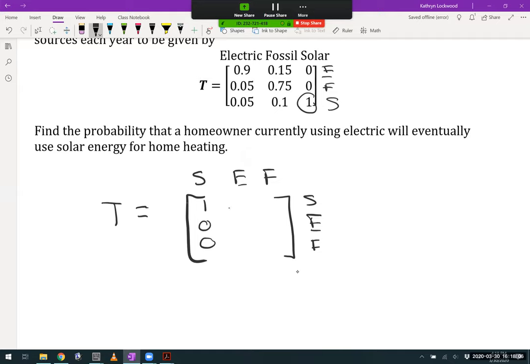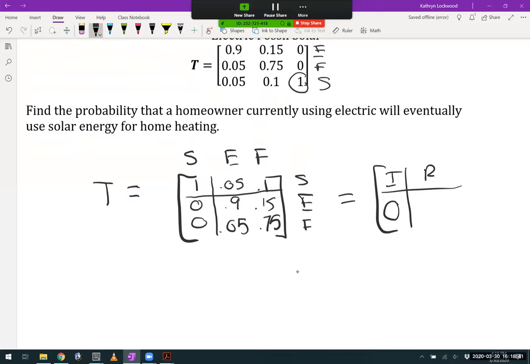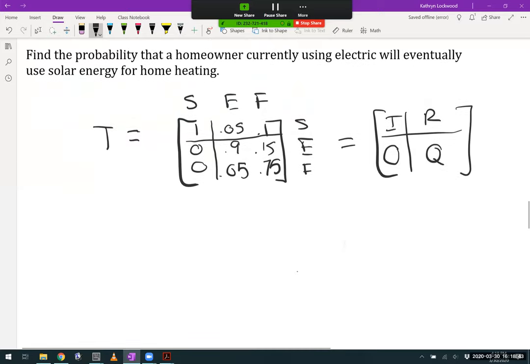Electric can go to solar with probability 0.05, to electric 0.9, and to fossil 0.05. Someone using fossil transitions to solar with probability 0.1, to electric with probability 0.15, and remains using fossil fuels with probability 0.75. Right. This is our standard form. The top block is the 1x1 identity matrix. We have a vector of zeros below it, and then the remaining two blocks are R and Q, as always.